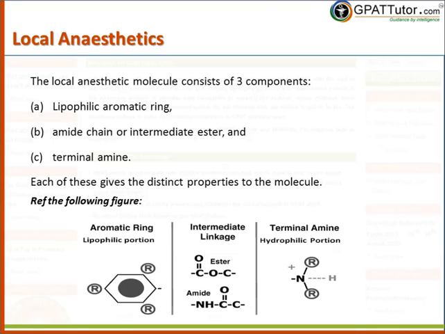The local anesthetic molecule mainly contains three components: a lipophilic aromatic ring, an intermediate chain, and a terminal portion. The intermediate chain is of two types, ester type and amide type, and the terminal portion is a tertiary amine, which is hydrophilic in nature. Please follow the basic skeleton requirement of local anesthetics shown in the diagram.